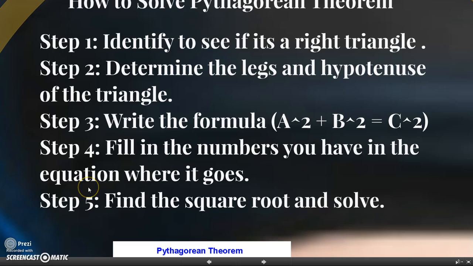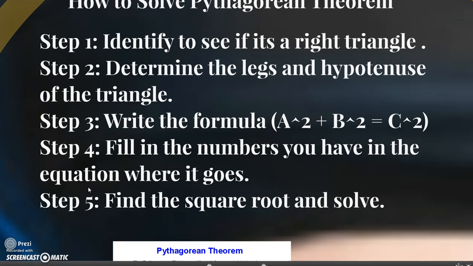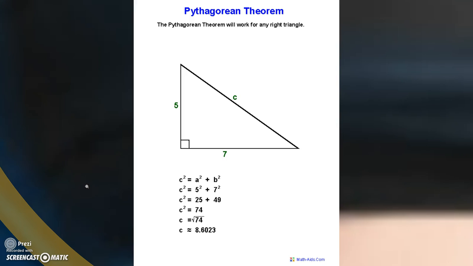How to solve the Pythagorean theorem. Step 1. Identify to see if it's a right triangle. Step 2. Determine the legs and the hypotenuse of the triangle. Step 3. Write the formula: a squared plus b squared equals c squared. Step 4. Fill in the numbers you have in the equation where they go. Step 5. Find the square root and solve. The Pythagorean theorem will work for any right triangle.